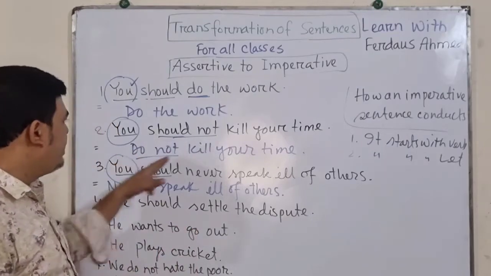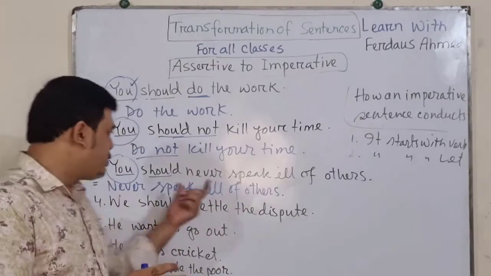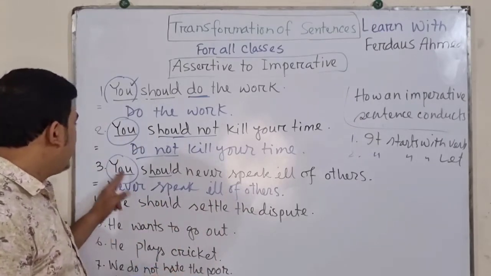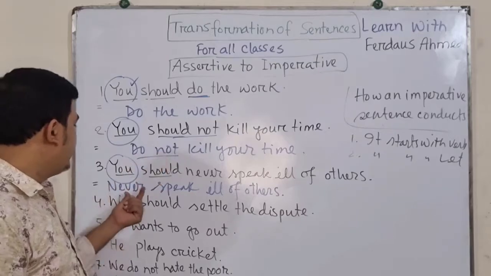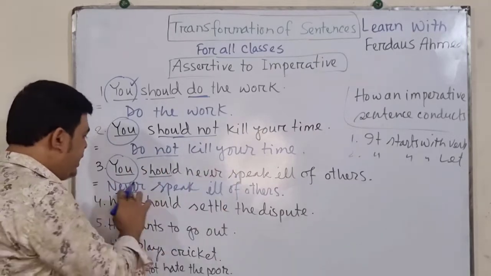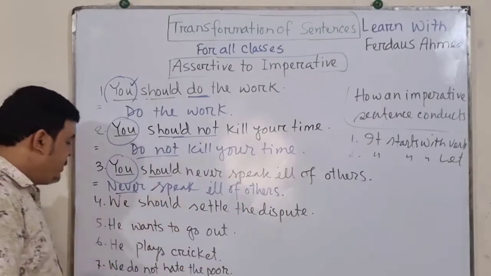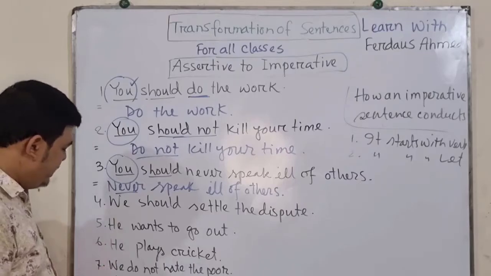Here, instead of "not", it doesn't express the whole thing. That's why we have to bring the auxiliary verb to complete the sentence. But if, as here, there is "never", we don't need to bring any extra thing. Never speak ill of others.